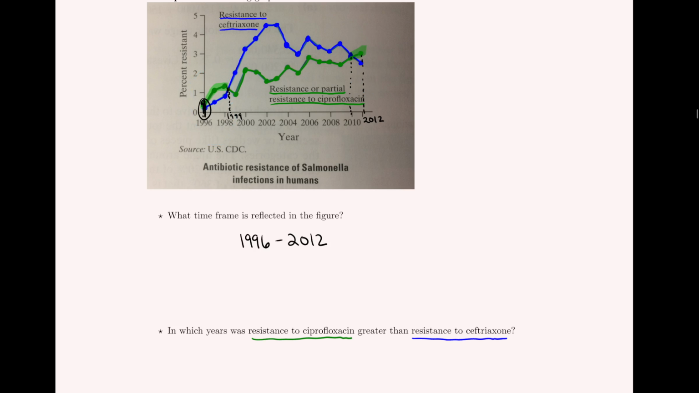So we drew a line down to the first point where the green was higher, and that was in 1996. And we see at the second point, when we draw our line down, it looks partially between 1998 and 2000, so let's say that's close to 1999. So the first time period where the green graph was above the blue was 1996 to 1999.